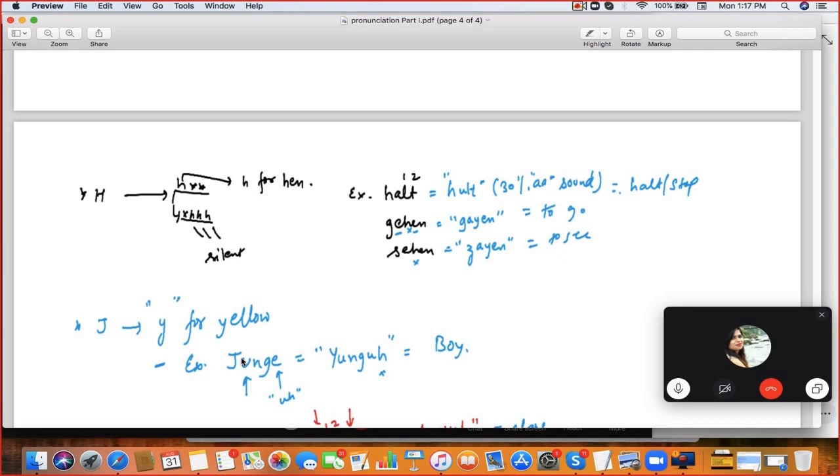Next is H. H in the beginning is her. Beginning means first position. H in the beginning is her, and in the middle or end it is silent. So speak the example. Halt. Gehen. Zehen. Okay, halt, gehen and zehen. Correct. Okay, clear?